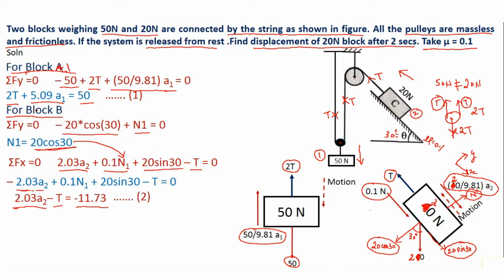Now if you observe equations 1 and 2, in equation 1 the unknowns are t and a1, whereas in equation 2 the unknowns are t and a2. So you can observe that there are three unknowns, but there are only two equations, hence it cannot be solved. So we need a third equation to proceed further. So how will we get the third equation?